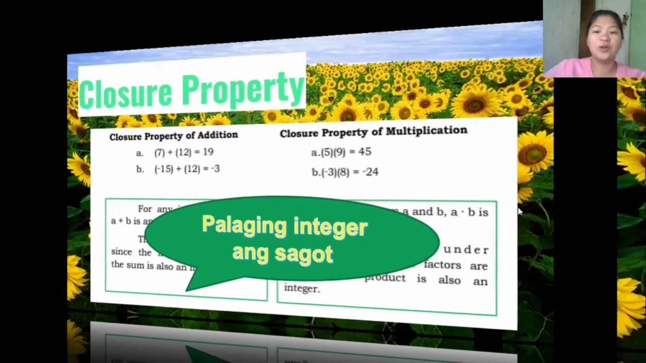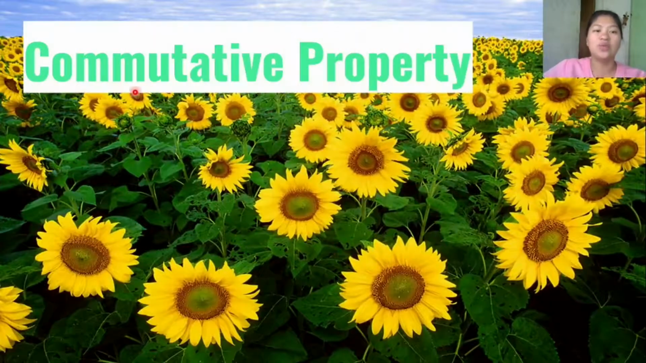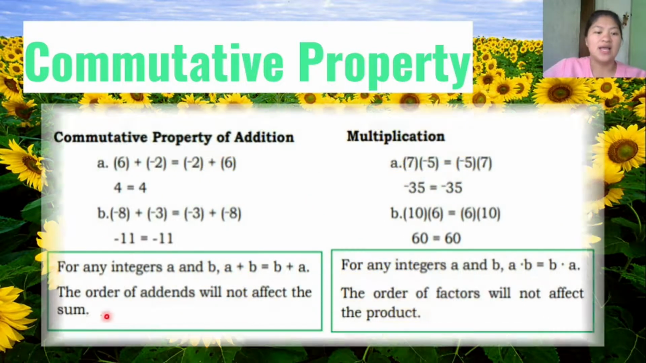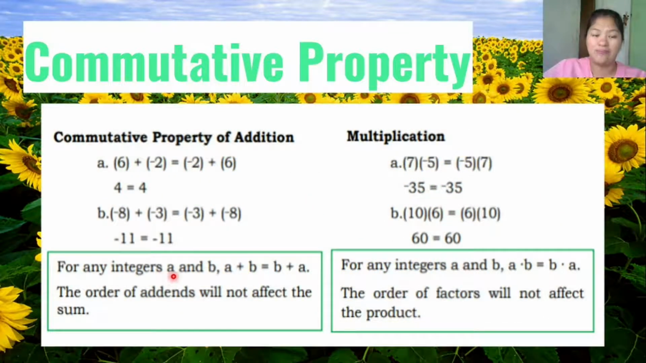Okay? For the second property, we have what we call the commutative property. So, ano naman po ang nilalaman ng commutative property? Commutative property states that for any integers, kapag given po ulit tayo ng dalawang integers, a and b, kapag ini-add natin sila, a plus b equals b plus a. The order of the addends will not affect the sum. So, ano pong ginawa natin dito? Pinagbaligtad lang po natin si a plus b, ginawa nating b plus a.